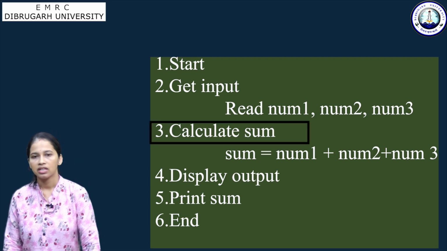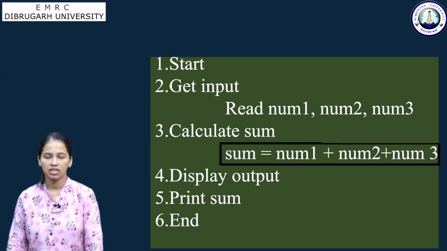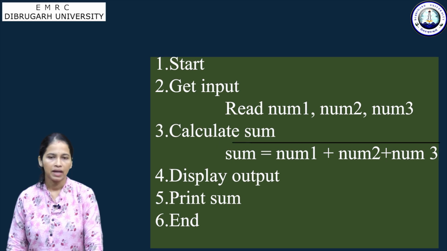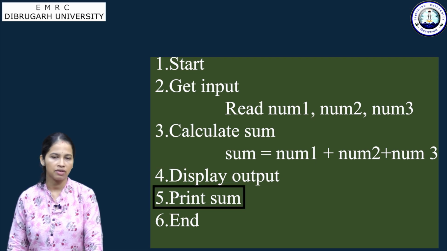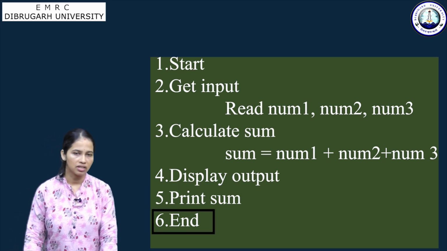So, after reading the values of the 3 different variables, we are going to calculate the sum. Okay. The sum is very simple. Whenever we are going to find the sum of these variables, we are simply going to add the numbers: num1 plus num2 plus num3. Then we get the value in the variable called sum. Then we will display the value of the sum, and we will print that particular value of the variable, and our algorithm will end here. So, this is one way to write the algorithm.